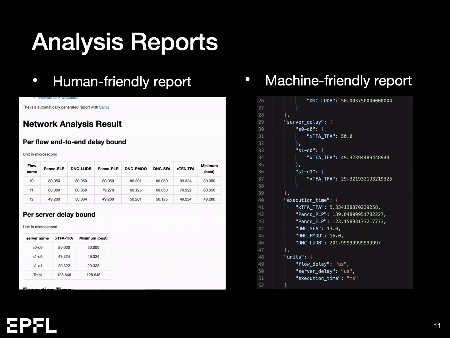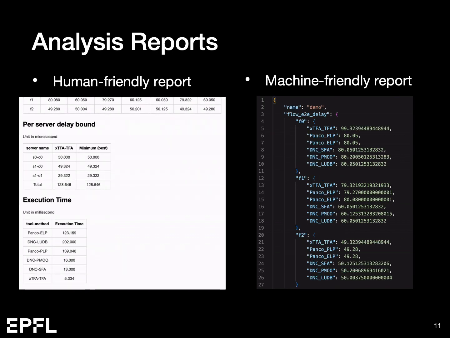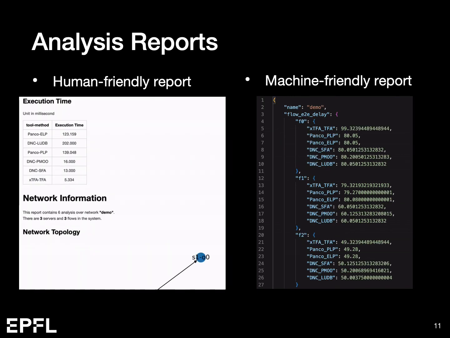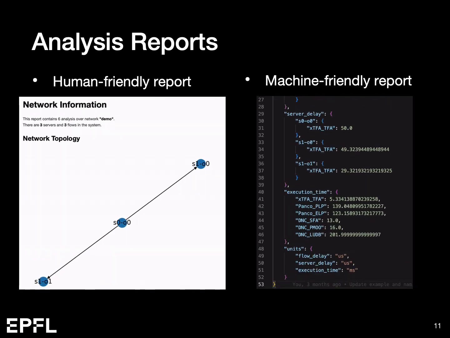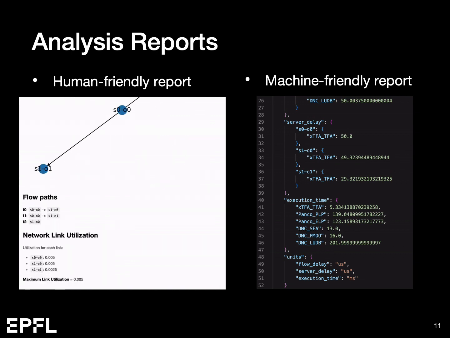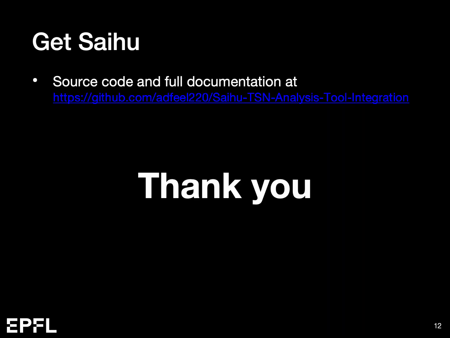As for the machine-friendly report, it writes the same information but in a JSON file. Its purpose is to let the user parse them easily and do any further processing as they wish. As a result, we believe Saihu greatly simplifies the work of all network researchers.